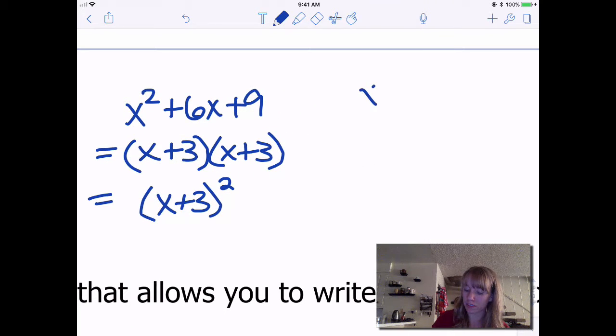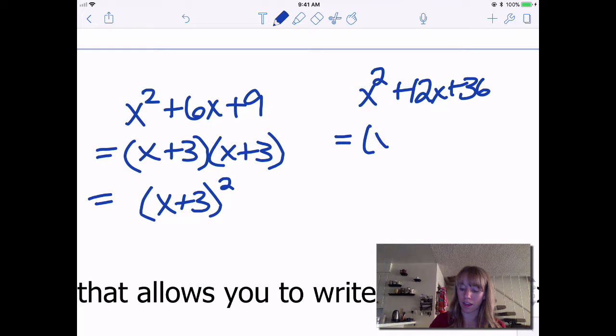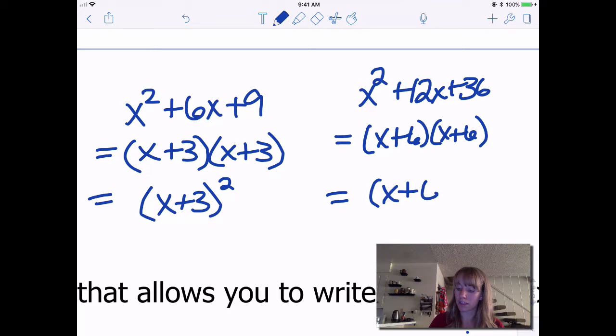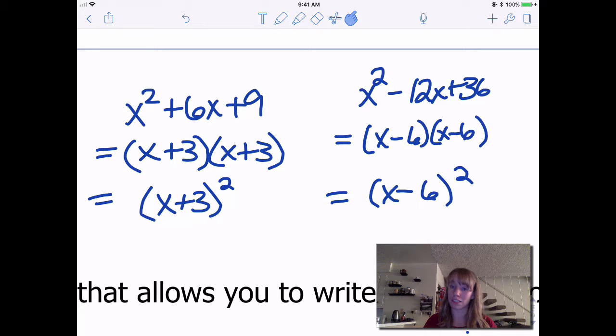So I'll do one more of these. If we've got x squared plus 12x plus 36, again, I can rewrite this as x plus 6, x plus 6, using our add multiply. And I can rewrite this as x plus 6 squared. Thinking a little differently, if I change this positive to a negative, I could still write this as a perfect square. I just have to make it x minus 6, x minus 6. So we're going to be working with perfect square trinomials today.